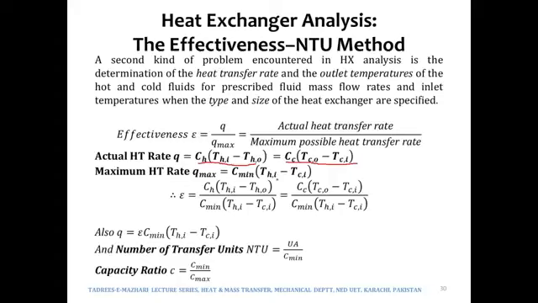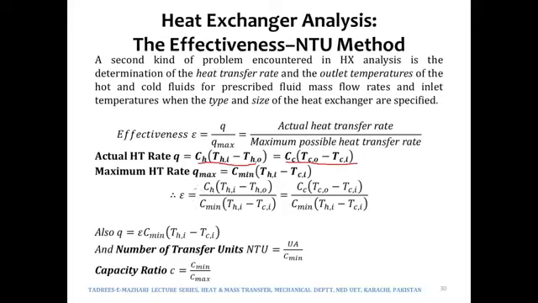Now the maximum heat transfer rate will be given in this form, where we would require the maximum delta T. The maximum delta T would be between the inlet temperature of the hot fluid and the inlet temperature of the cold fluid, because Th in would be the maximum temperature out of the four temperatures, and T cold in would be the minimum. So we will write it as Thi minus Tci.